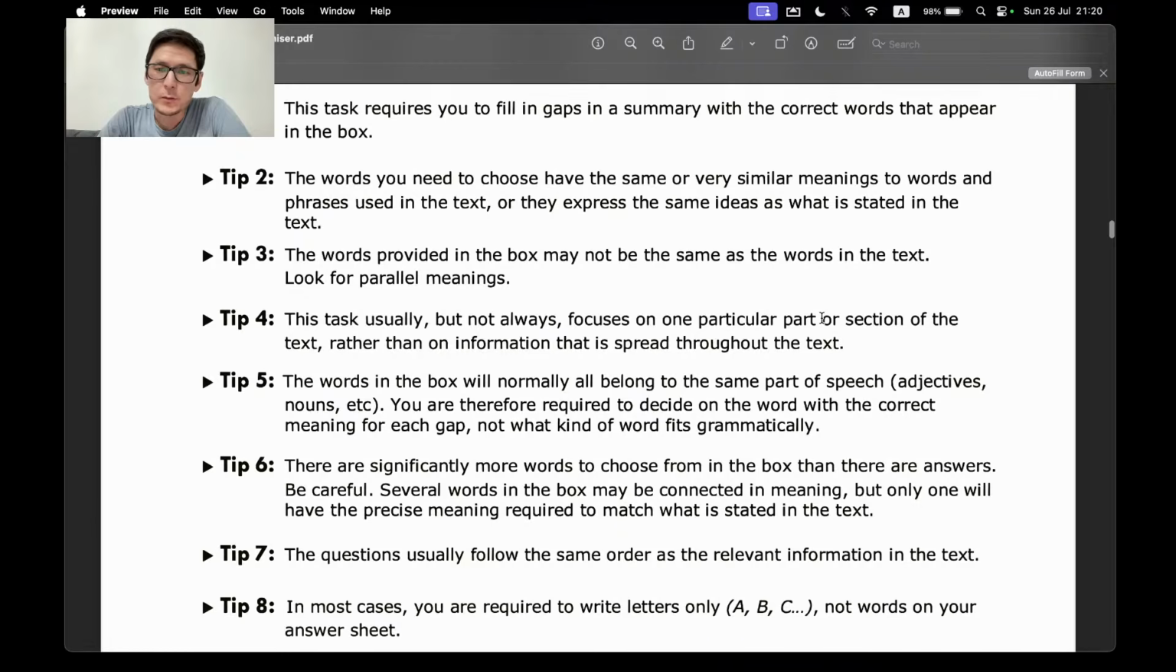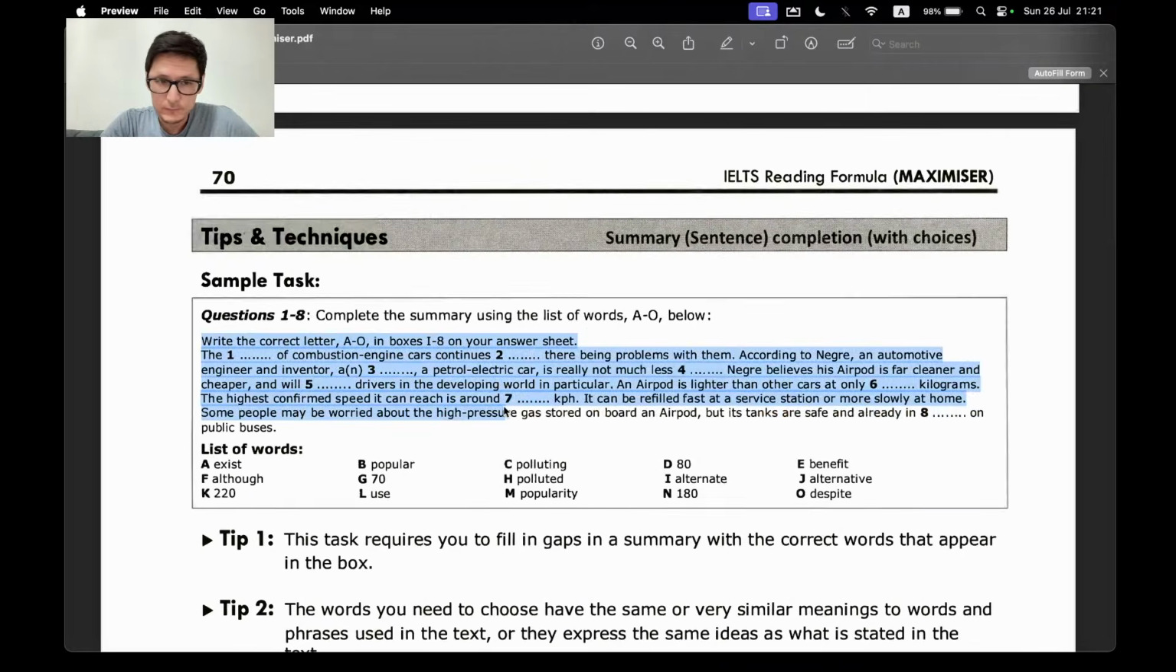This task not always focuses on one particular part or section of the text, rather than information that is spread throughout the text. Usually this type of information, for example this paragraph, is located only in one part of the text. You don't have to look through the whole text. You have to find where it is, and then you have to read only one paragraph. Reading this paragraph, you will find the words from here.